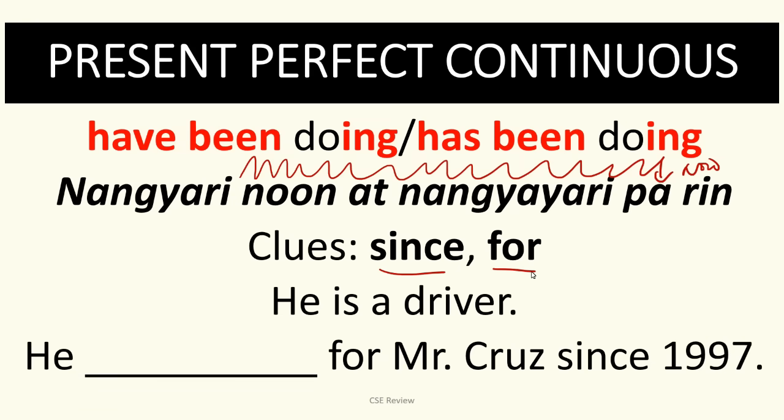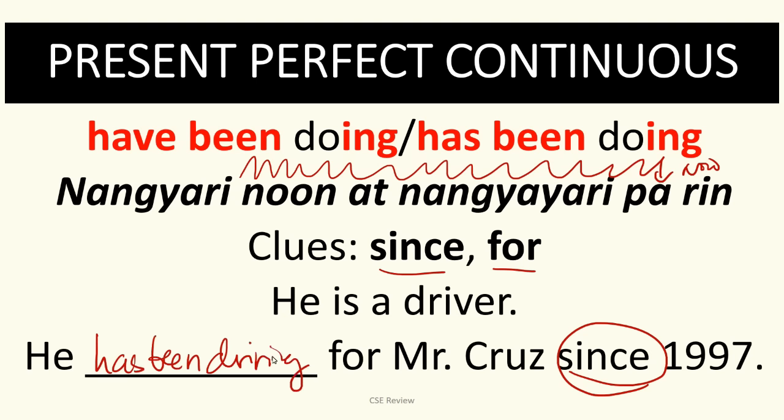For example, he is a driver. He blanked for Mr. Cruz since 1999. Again, yung keyword natin na since. So, dahil may since yan, using present perfect continuous, ang magiging form niya ay he has been driving for Mr. Cruz since 1997. Ibig sabihin, mula 1997 hanggang ngayon, pinagda-drive niya pa rin si Mr. Cruz paulit-ulit, regularly, tuloy-tuloy. Okay?